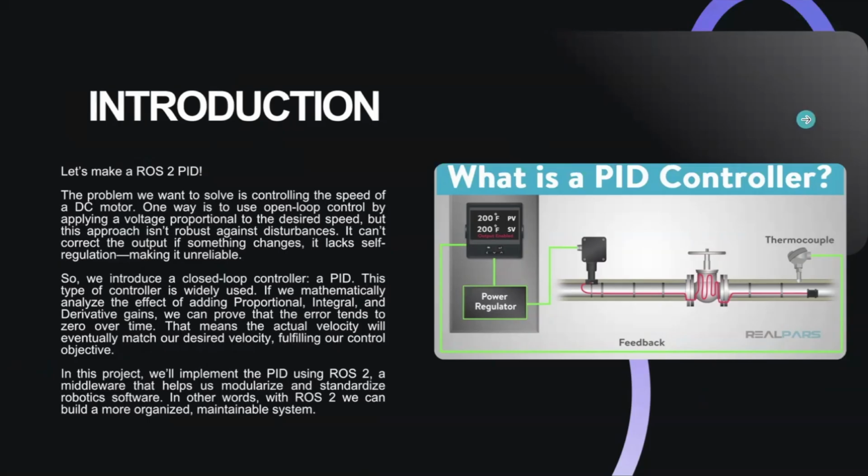So we introduce a closed loop controller, specifically a PID. This type of controller is widely used. If we mathematically analyze the effect of adding proportional, integral, and derivative gains, we can prove that the error tends to zero over time. That means the actual velocity will eventually match our desired velocity, fulfilling our control objective. In this project, we'll implement the PID using ROS2, a middleware that helps us modularize and standardize robotic software. In other words, with ROS2, we can build a more organized, maintainable system.